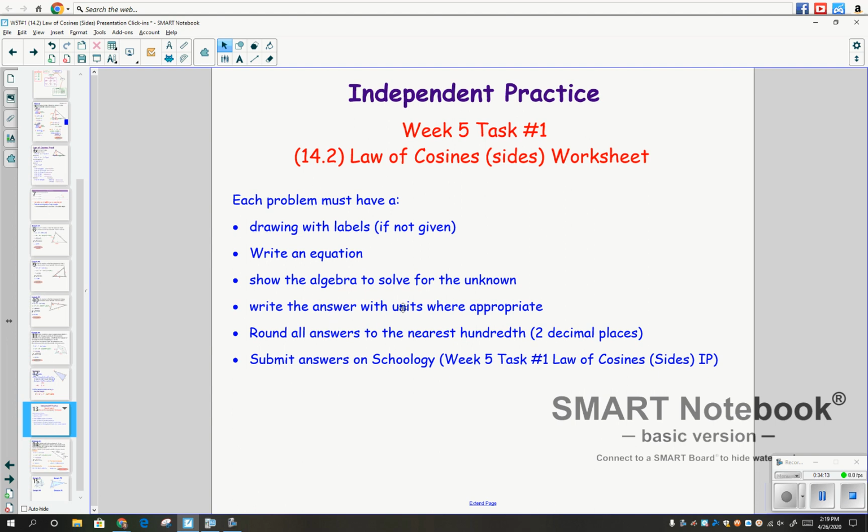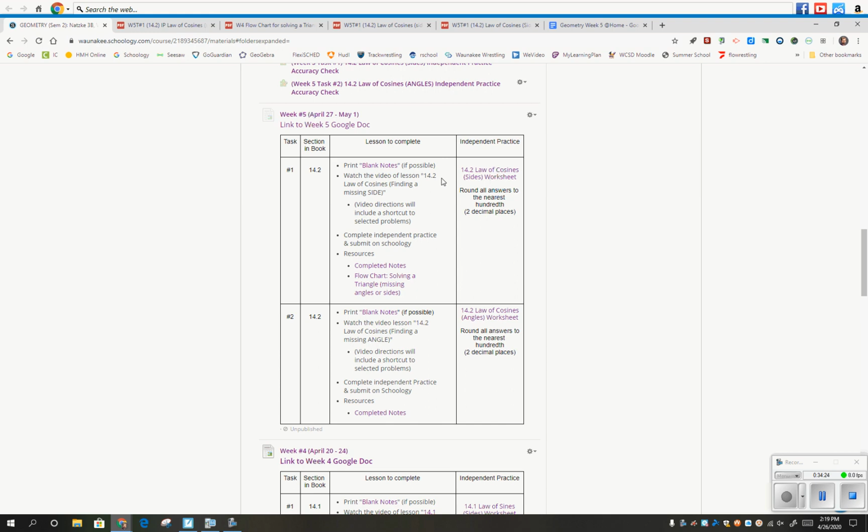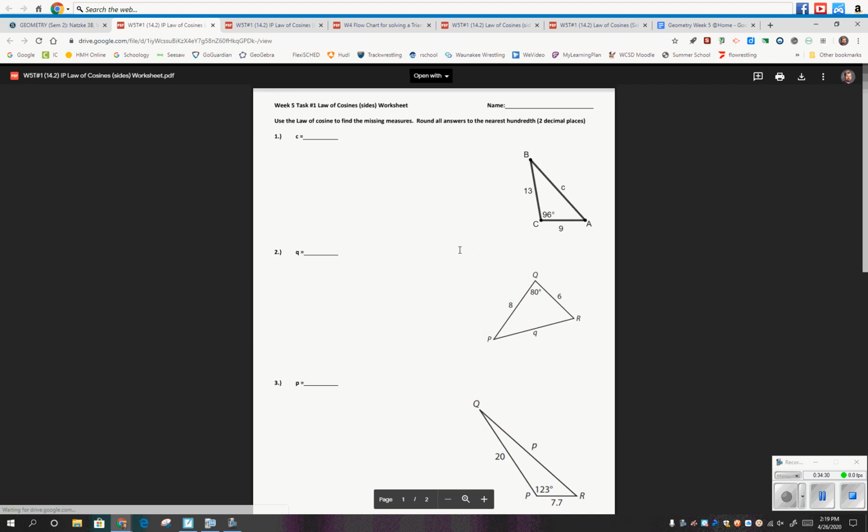Write your answer with the units and round all answers to the nearest 100, 2 decimal places. And then submit it on Schoology. So if you're looking for your homework, independent practice 14.2, law of cosines sides worksheet, click on that. That'll bring up your blank copy of the worksheet.